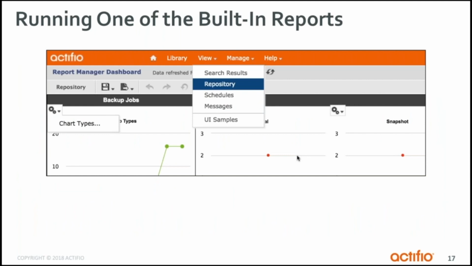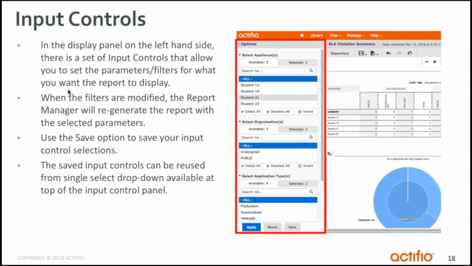You can run any one of the built-in reports by going to View Repository, okay? Or you can actually click the repository button that you'll see on the screen. That's going to bring you to a chart of different types of events that are available to you.